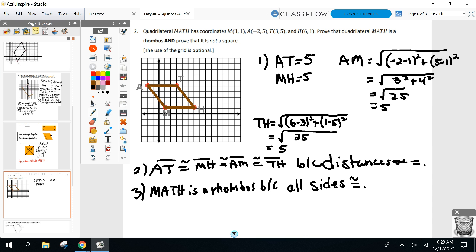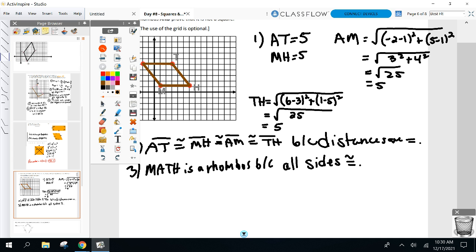Whoa, we're not going on to the next one. Yeah, you're right. This was a 2-parter, right? You've got to prove it's not a square. Now show it's not a square. All right, well, let's talk. How am I going to do that? Think about a square and what a square has. We've got to show it doesn't have one thing that a square has.